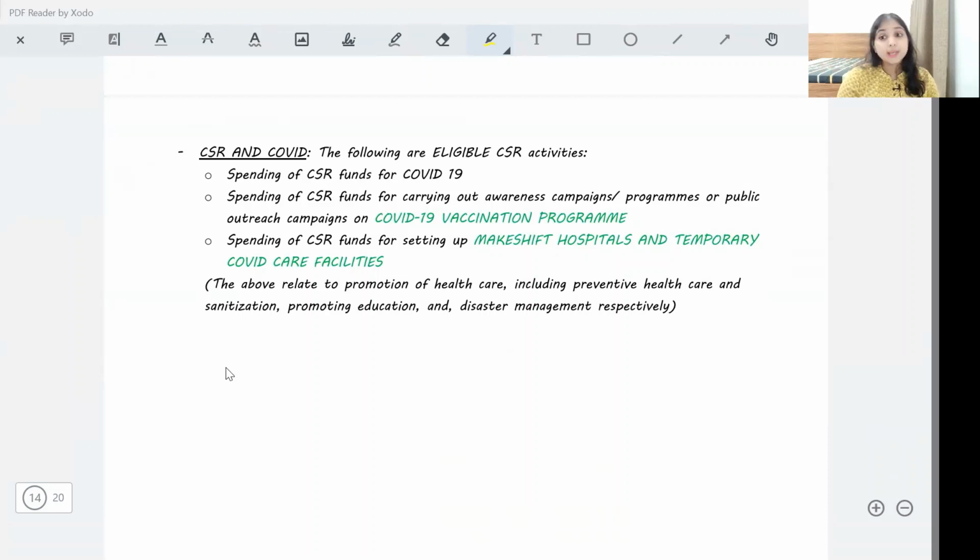Okay, and then one last point under CSR. The following are eligible CSR activities. If you are spending money for COVID-19, or if you are spending money to create awareness amongst the public to get vaccinated against COVID, or if you are spending money to set up temporary hospitals and temporary COVID care facilities, then these will be considered as CSR activities. Whatever you spend on these activities will be considered as if you have spent money for CSR.